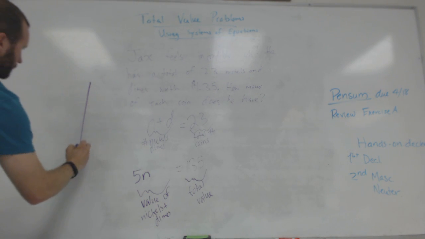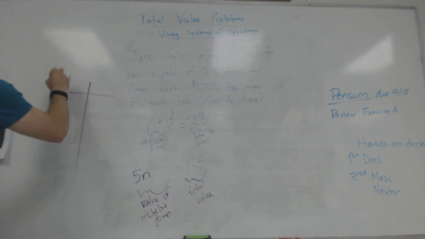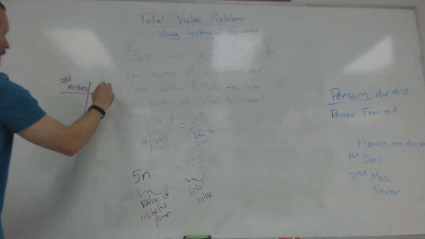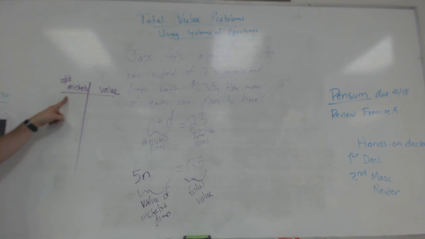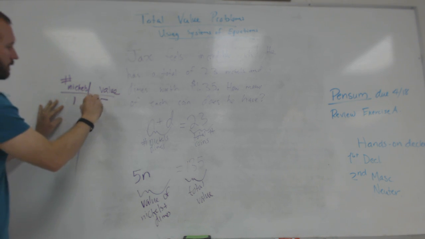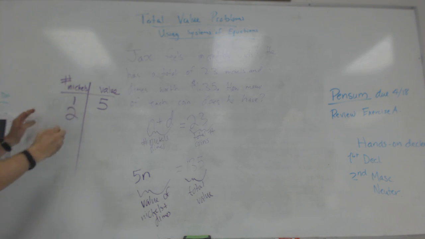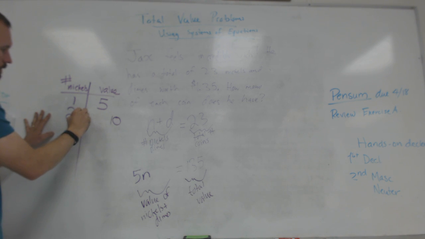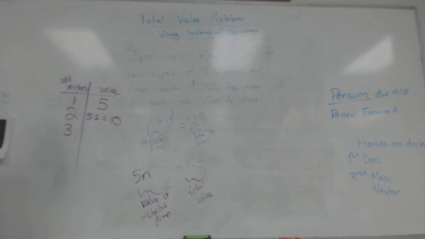I'm going to make a chart. If I have 1 nickel, how much is that worth? 5 cents. What if I have 2 nickels? How'd you get 10? 5 times 2. Yeah, good. What if I have 3 nickels? How much is that worth? 15. Yeah, which is 5 times 3.